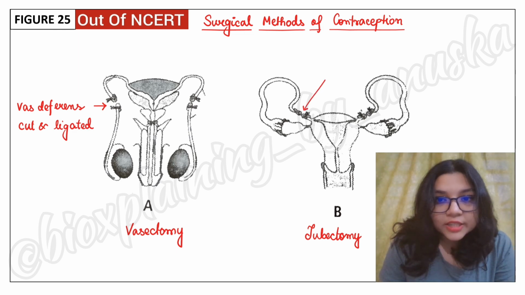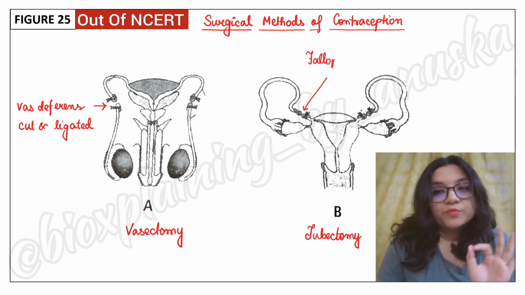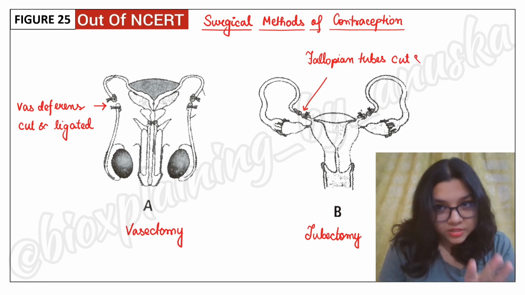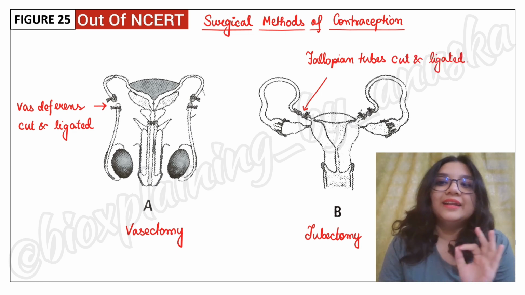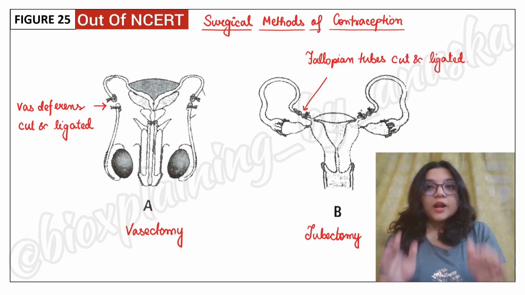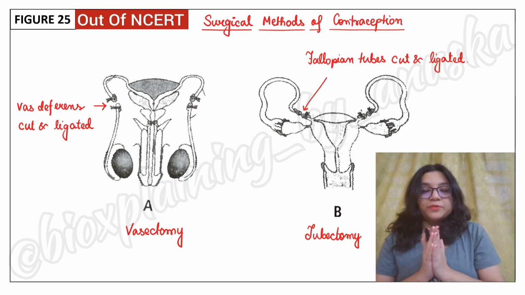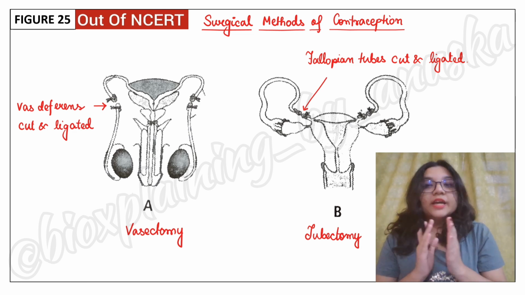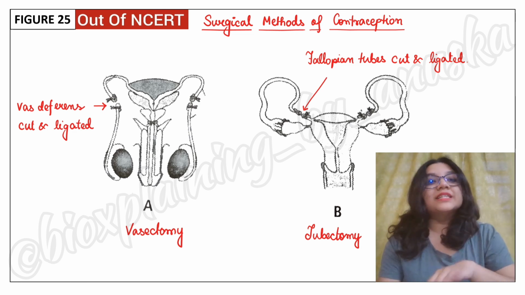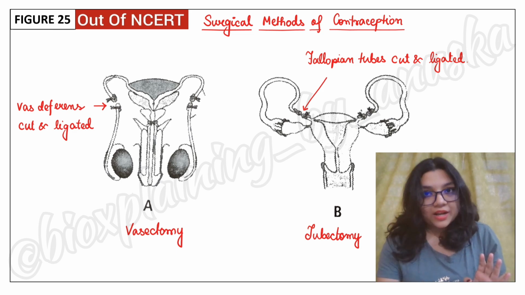Tubectomy में क्या किया जाता है? The fallopian tubes or the oviduct, they are cut and ligated. So these are permanent methods of contraception, irreversible methods. Ki once this is done, it cannot be got back. I hope this is understood.